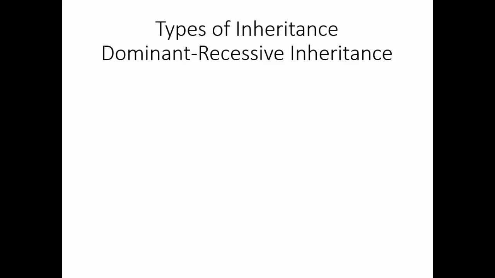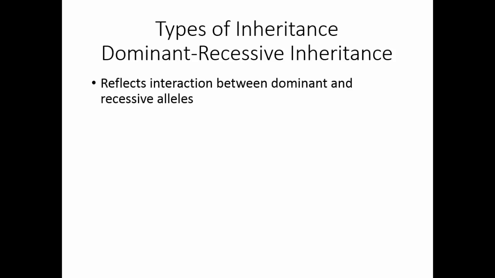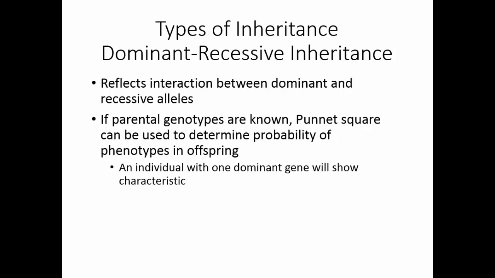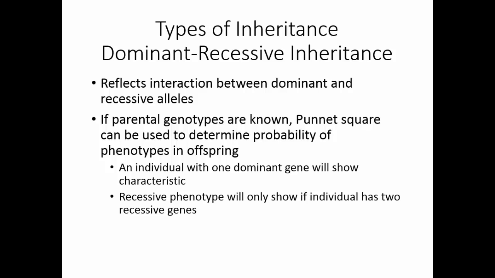There are several different types of inheritance. The first we'll look at is dominant recessive inheritance. This reflects the interaction between a dominant gene and a recessive gene. If parental genotypes are known, a Punnett square can be used to determine the probable genotypes of the offspring. An individual with one dominant gene will show the dominant characteristic. The recessive phenotype will only show if the individual has two recessive genes.